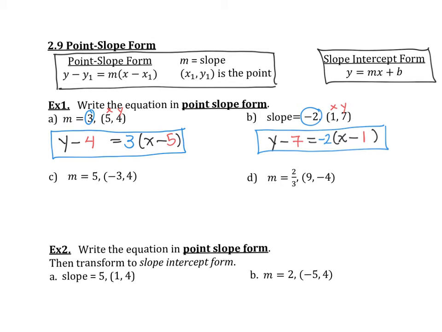Okay, we're going to do 2 more like this, but I'm going to throw some negatives in to see how we do with those. I like to start with the ordered pair, but you can do it either way. x, y. So y minus the y value, x minus the x value.